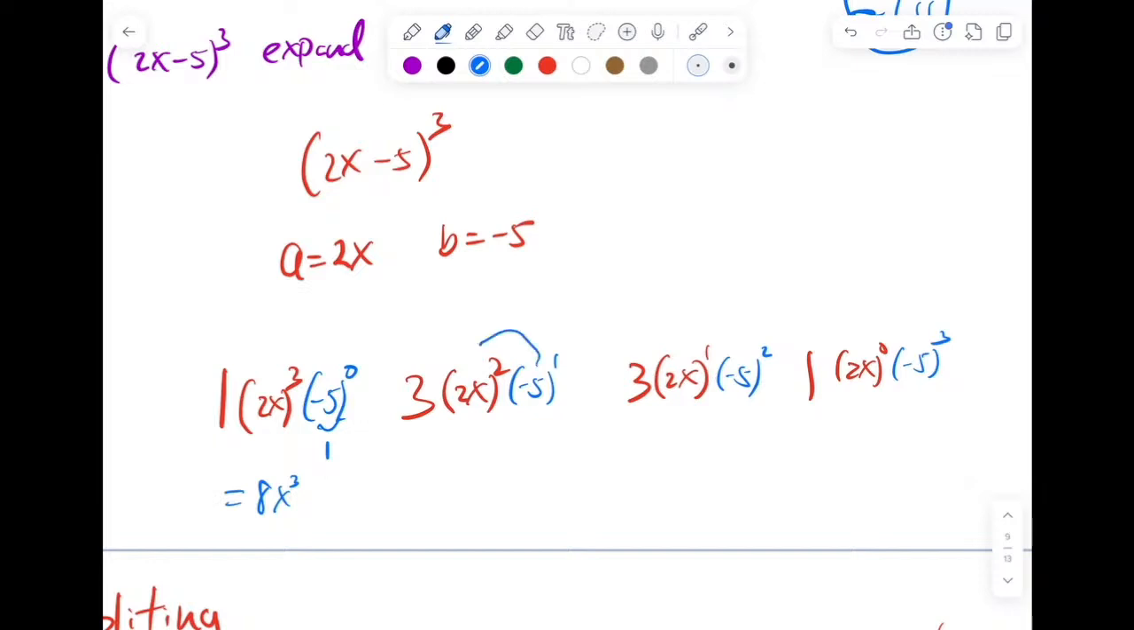This one times this one, but 2 squared first, which is 4. 4 times 3 is what? 12. And minus 60x. And then the last one, 25 times 6, so it's going to be 150. And this one is going to be minus 125. And you see, that's the same answer as homework.